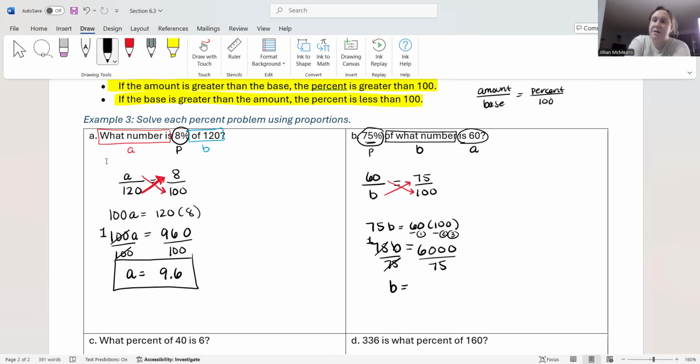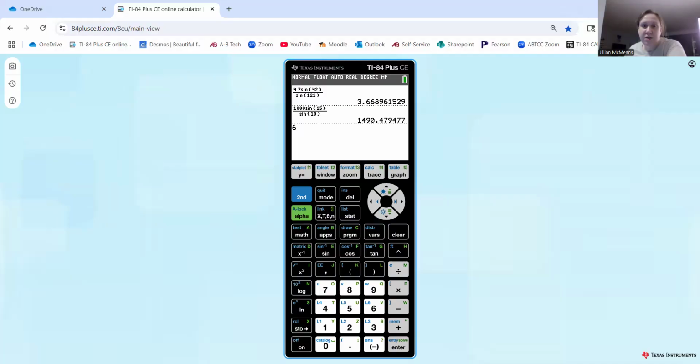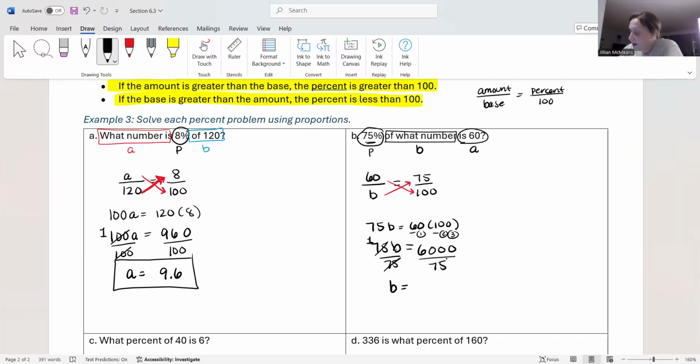And then it would be very reasonable to go to the calculator to do 6,000 divided by 75. So I don't really want to flip back and forth too much, but if we do need to flip back and forth, we've got our calculator, 6,000 divided by 75, and we get 80. Okay, so 6,000 divided by 75 is 80. All right, so we would say that 75% of 80 is 60.